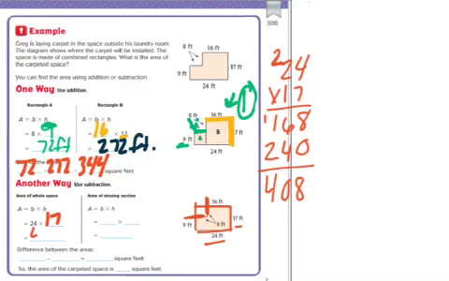Okay, so I have 408 feet. That is the entire red part here. This whole thing is 408 feet. Now I need to take away that little section right there.